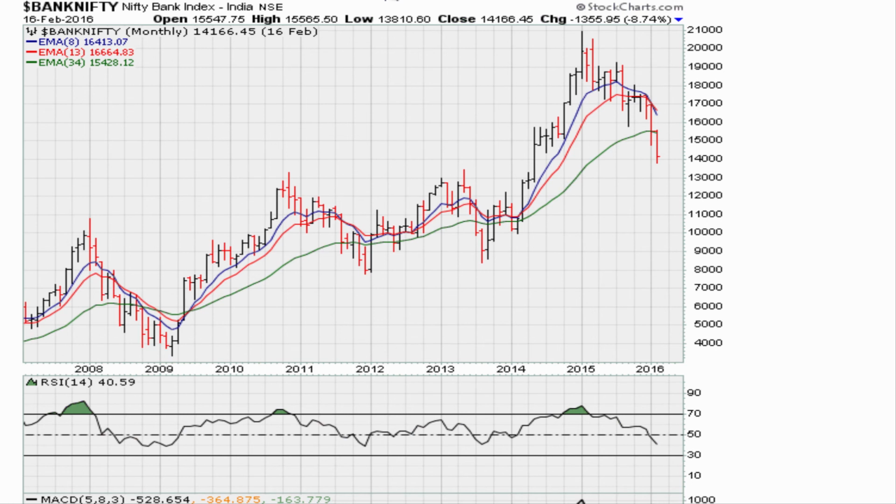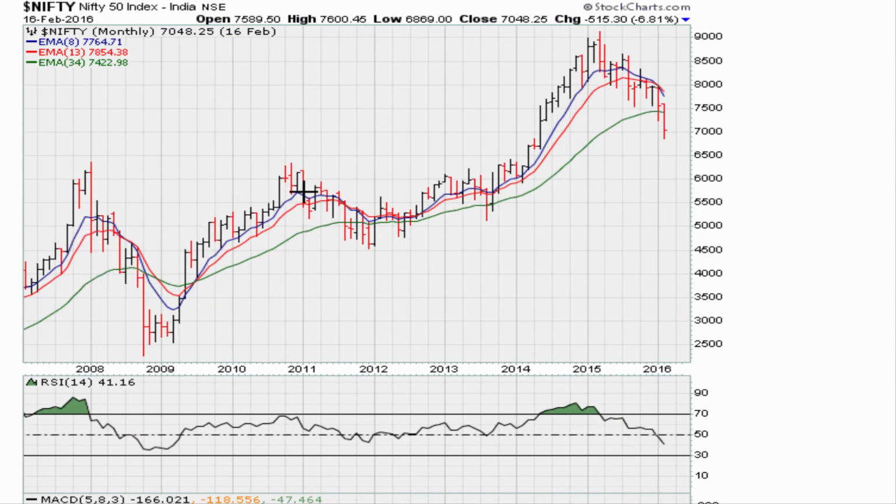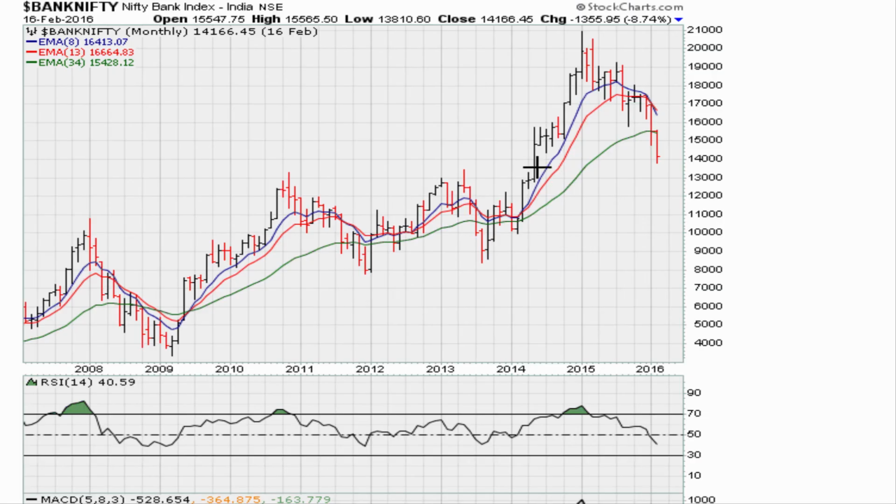We take a look at the Bank Nifty. By the way, let me correct myself there. I was talking about the Nifty, not the Chinese market. So the Indian market is pretty much coming back. This index was coming back to test that line. Is it going to hold? Is it going to fail? All right, let's take a look at the Bank Nifty.